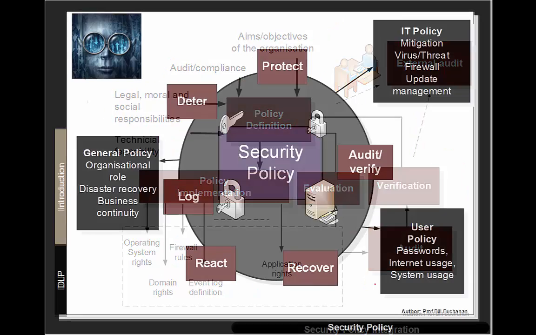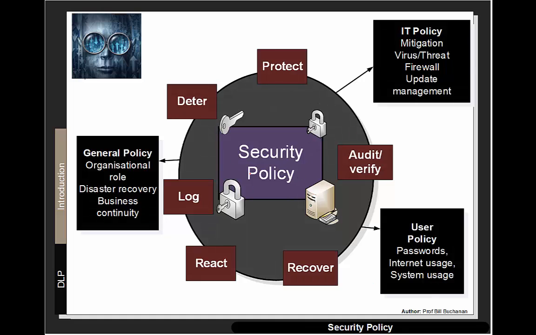Okay, so there's our security policy. Overall, it's there to deter sort of intruders into a network. It's also there to protect our key assets and our staff. We might also want to define audit and verification parts to our policy, and then some sort of recovery system that we get on, say, if we lost data, and then to be able to react to any threat that actually happens and generally log our information.